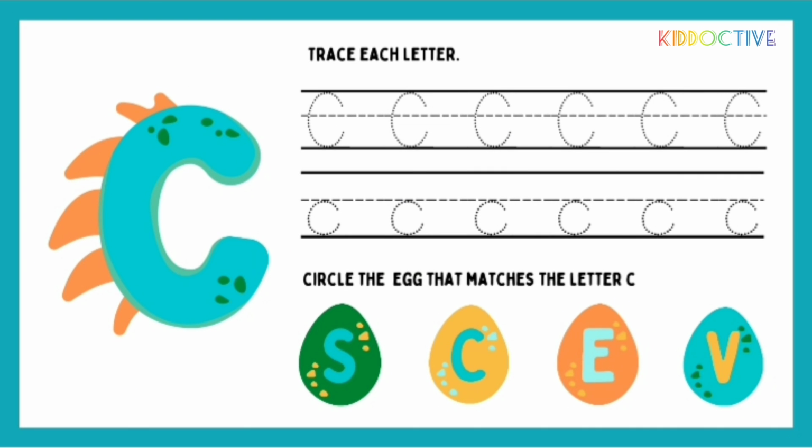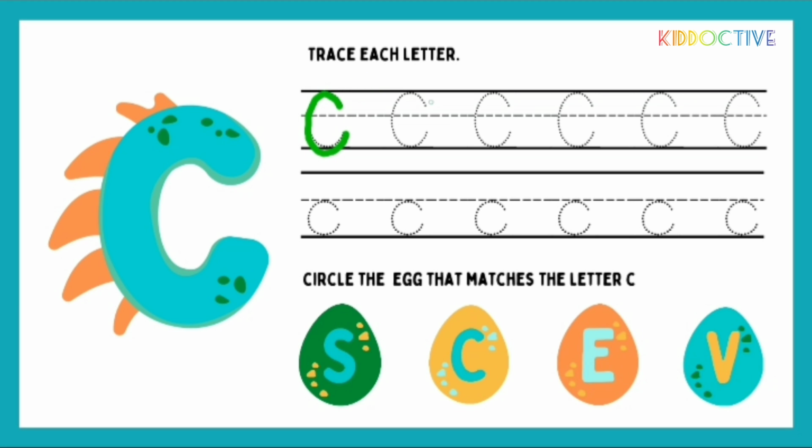Now comes letter C. Letter C you are going to write like this. This is the capital letter. Okay. Now comes small letter. Okay.